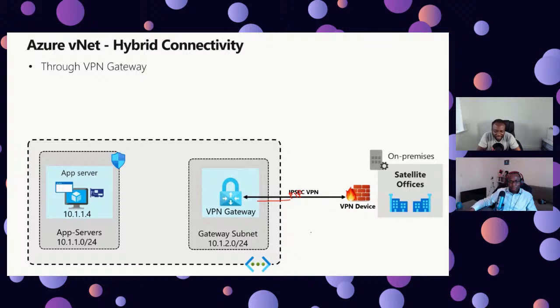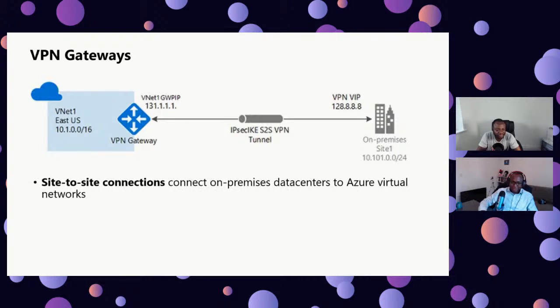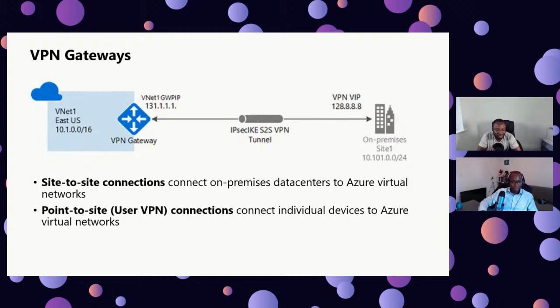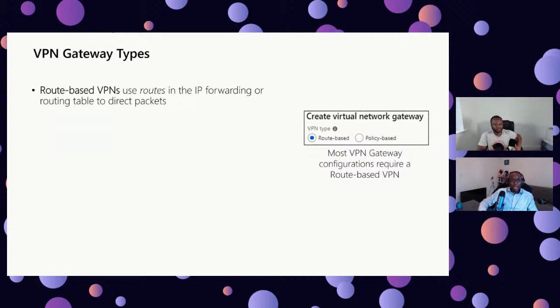And what sort of VPN can we use? Is it just IPsec, or can we use any other type of VPN? Good question, Sarkofi, because that's exactly what the next slide talks about. There are two types of VPN. We can do site-to-site connection. We can also do point-to-site, which is user VPN to that gateway. However, to your point, there are different gateway types. So we have route-based VPN, which supports IKEv2.